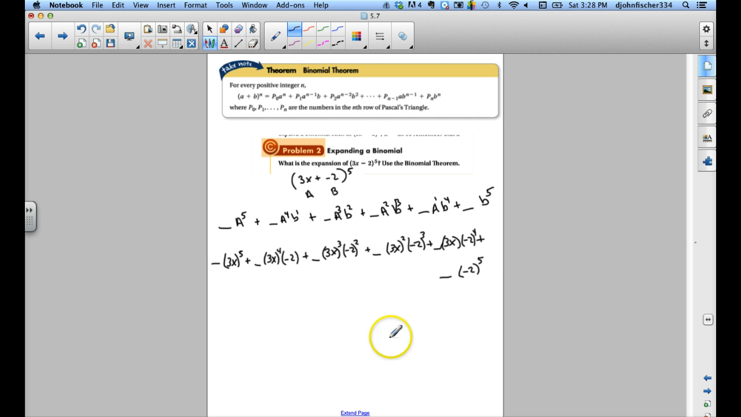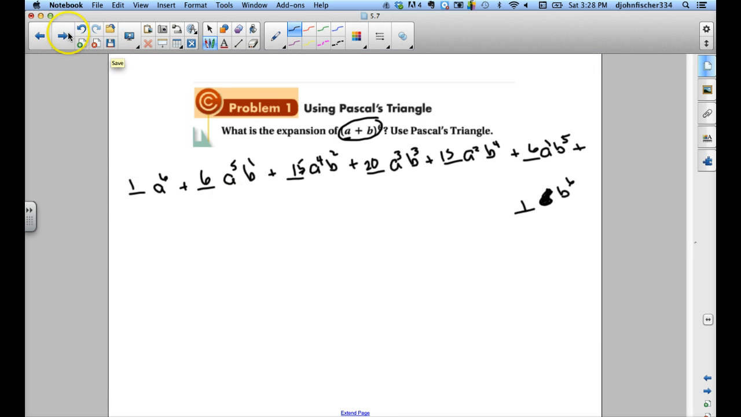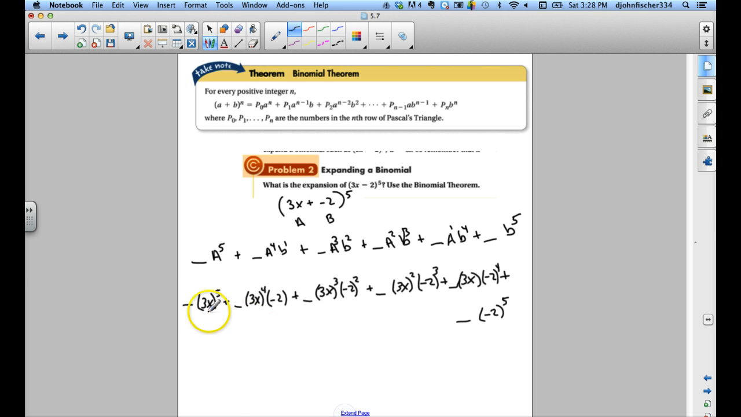So we got a few things to work out here, and we can put our numbers in here too. So this is the 5th row. Let's go back to our column. 5th row is going to be 1, 5, 10, 10, 5, 1. So on here we're going to have a 1, 5, 10, 10, 5, 1.